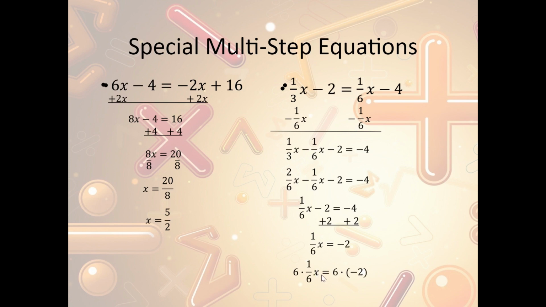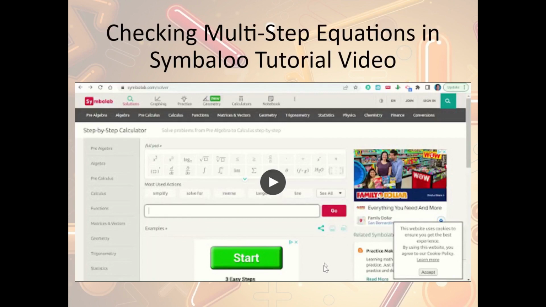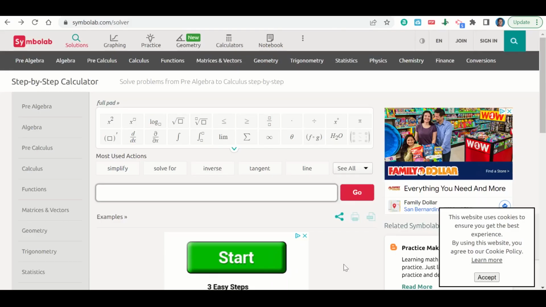So I'm left with x by itself is equal to 6 times -2, which is -12. Now there's a video here for you to watch that shows you how you can check your work on multi-step equations using Symbolab. Let's take a look now at how we can check our work using Symbolab for multi-step equations.